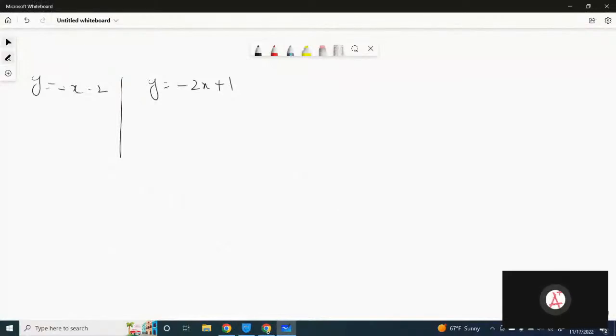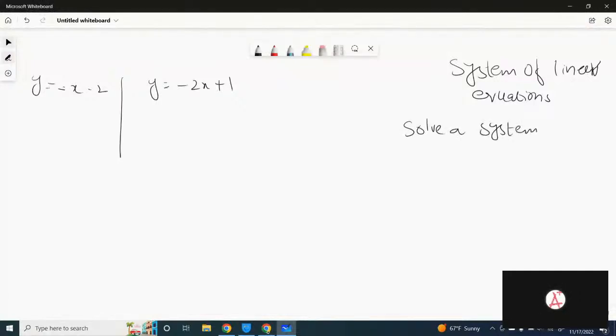The chapter name is system of linear equations, and the lesson name is solve a system of equations by graphing. Got it now? This is the chapter and the lesson name as well. Got it?